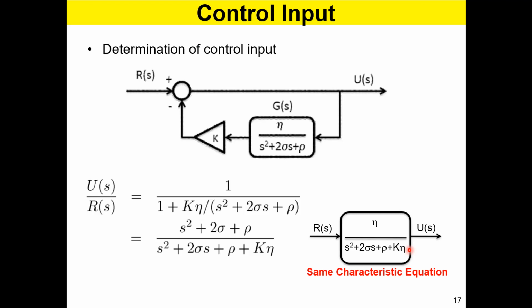For a given system, there's only one. When you change your response to the control signal or to another sensor signal, the characteristic equation is not going to change.